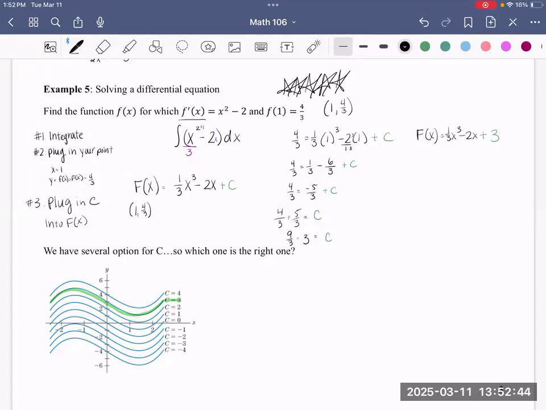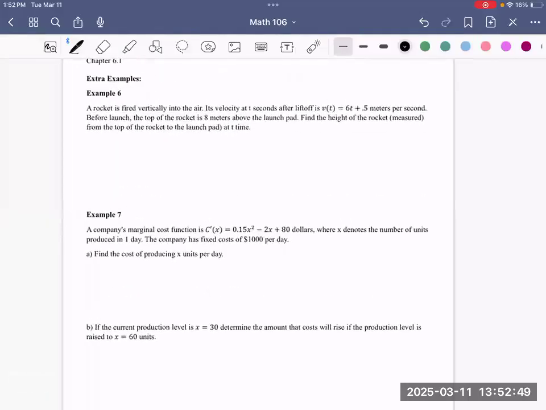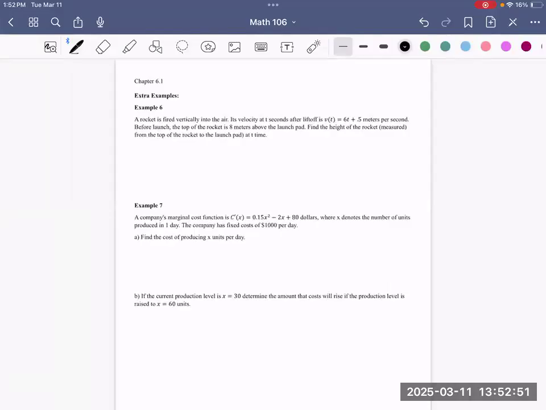Now we have one more page and we have a very quick example. So these are kind of some extra examples for you guys. So take what you need. Example 6 says a rocket is fired vertically into the air. Its velocity at t seconds after liftoff is v of t equals 6t plus 0.5 meters per second. Before launch, the top of the rocket is 8 meters above the launch pad. Find the height of the rocket measured from the top of the rocket to the launch pad at time t.